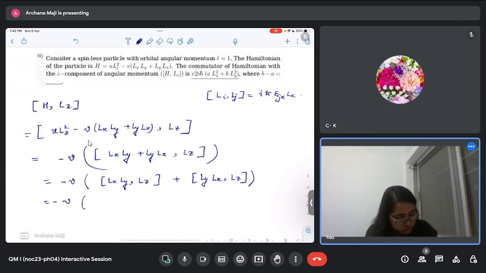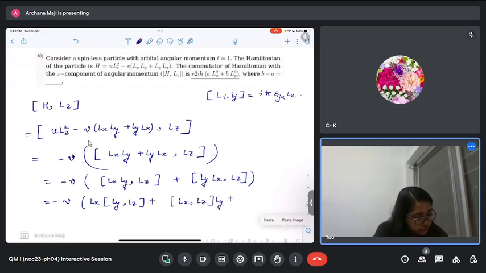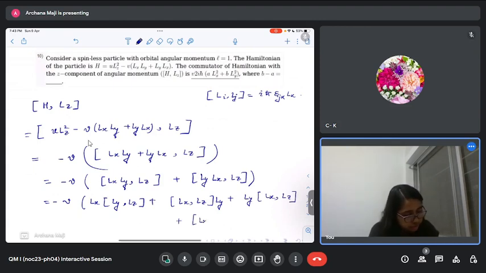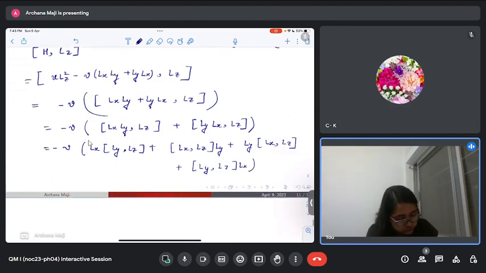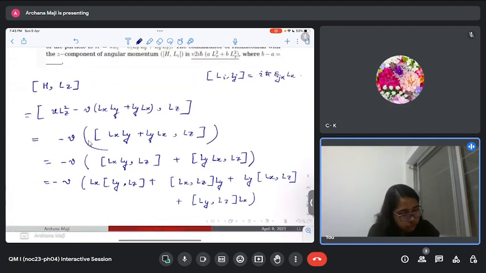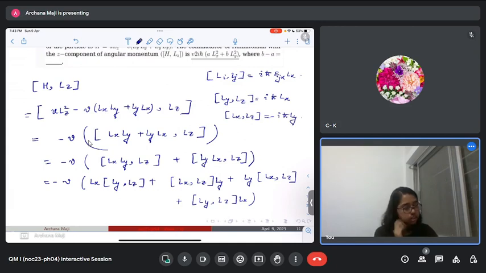Now we can break it further, so Lx Ly Lz plus Lx Lz Ly coming from that first commutator, and likewise two more terms will come from the second one, Ly Lx Lz plus Ly Lz Lx. Now this is equal to minus v. Now what is Ly Lz? From this we can see it is nothing but i h cross Lx, and what is Lx Lz? That is nothing but minus i h cross Ly. So these are the two things we need to use.